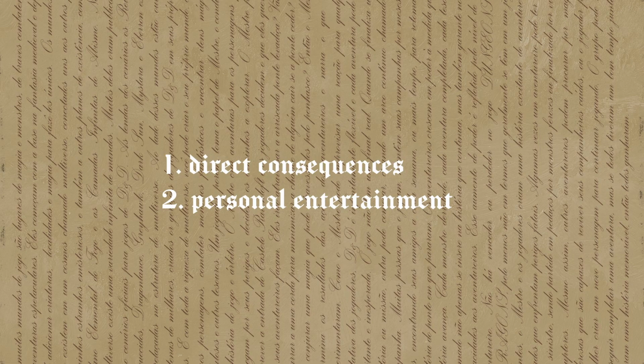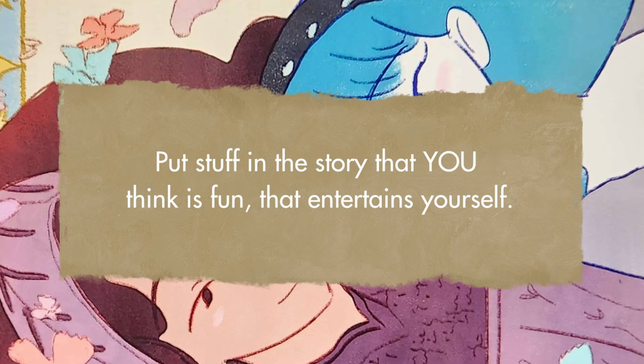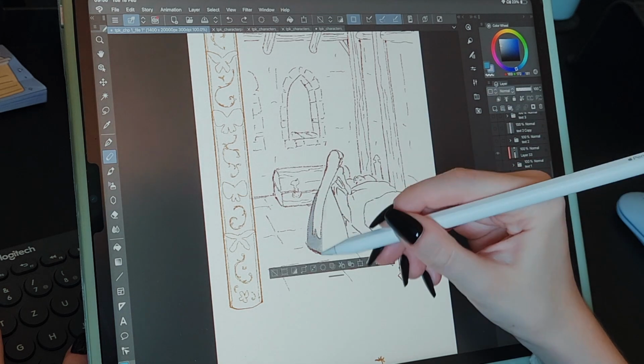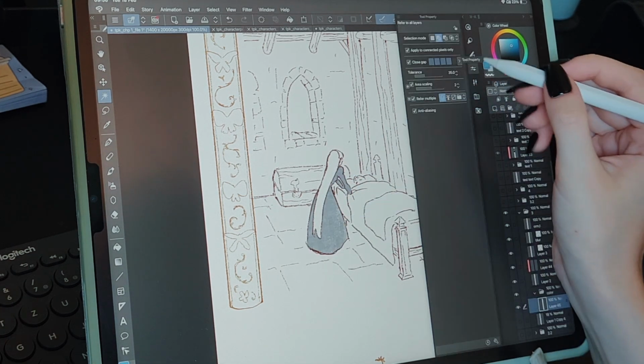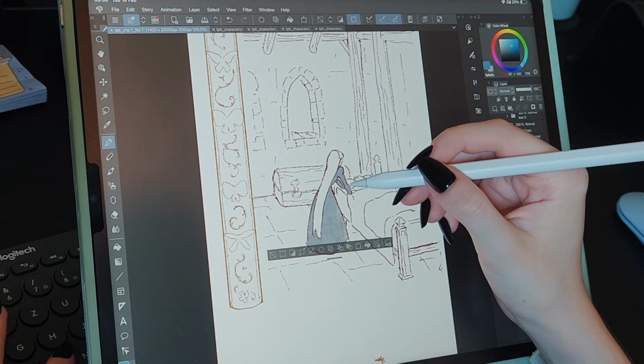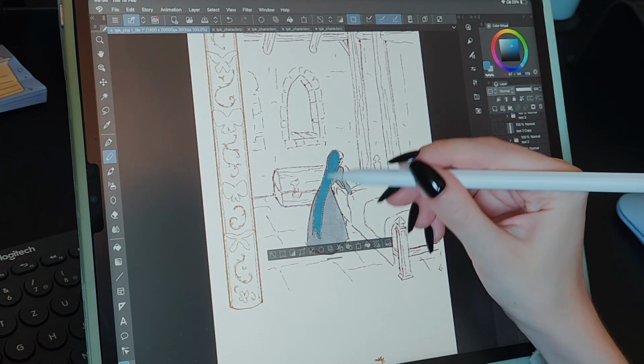The second guiding principle is something that seems easy, but I personally struggled with a lot, which is to put stuff in the story that you think is fun, that entertains yourself. Why should you do that? Because that is what will make the story something personal to you, making it more fun and probably more original naturally. We have the tendency to follow patterns we have seen before.